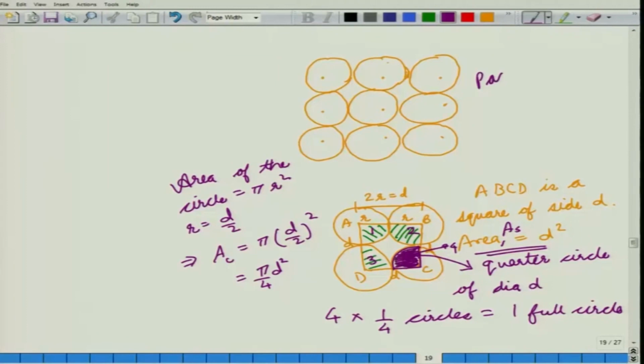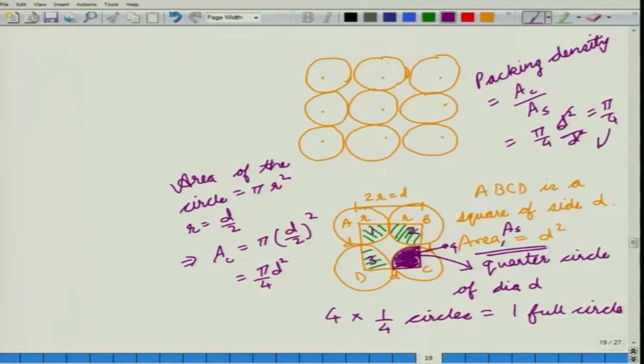So, the packing density is given by the area covered by the circles divided by the area of the square, which is pi by 4 d square by d square. These get cancelled out, and it is equal to pi by 4. Now, pi by 4, if you convert it into percentage terms, it will be pi by 4 into 100%, which comes to 78.5%. So, the packing density in the case of a square packing comes to 78.5%.